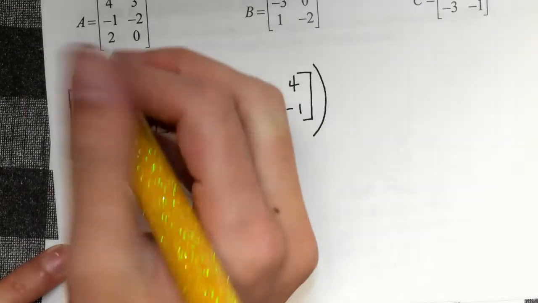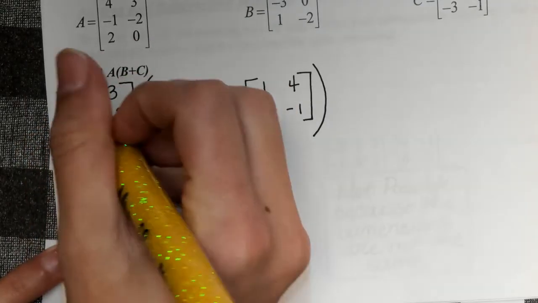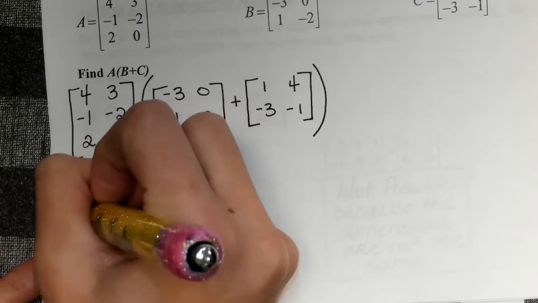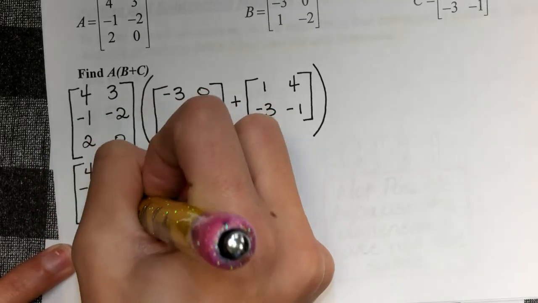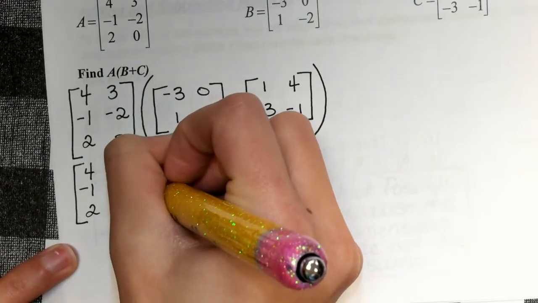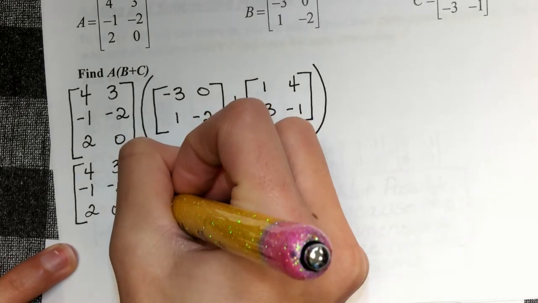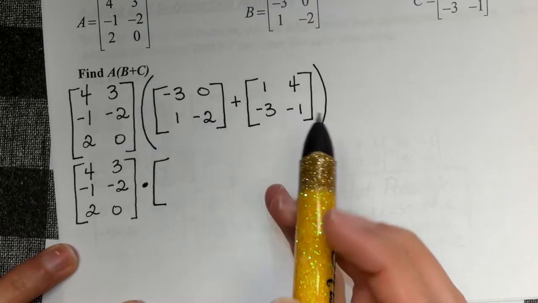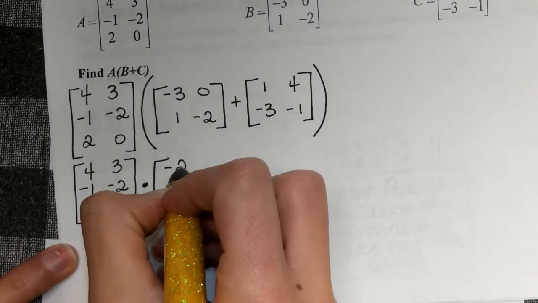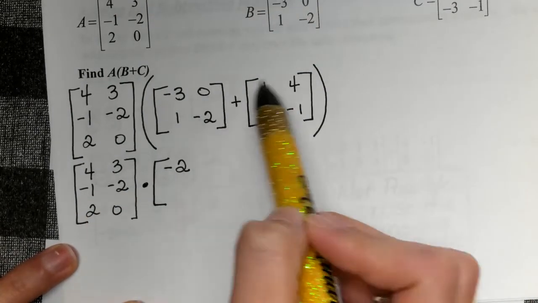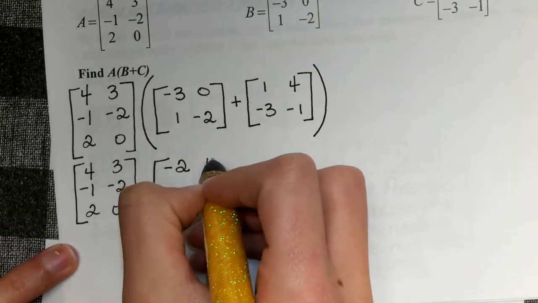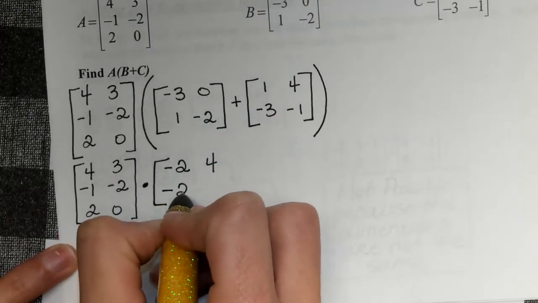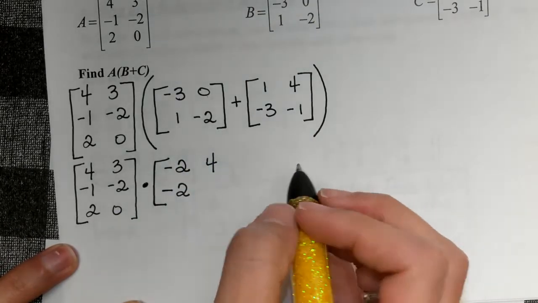Okay? So I'm going to copy down that first matrix. Please make sure your stuff is neat. I'm going to add -3 plus 1, 0 plus 4, 1 plus -3, -2 plus -1.